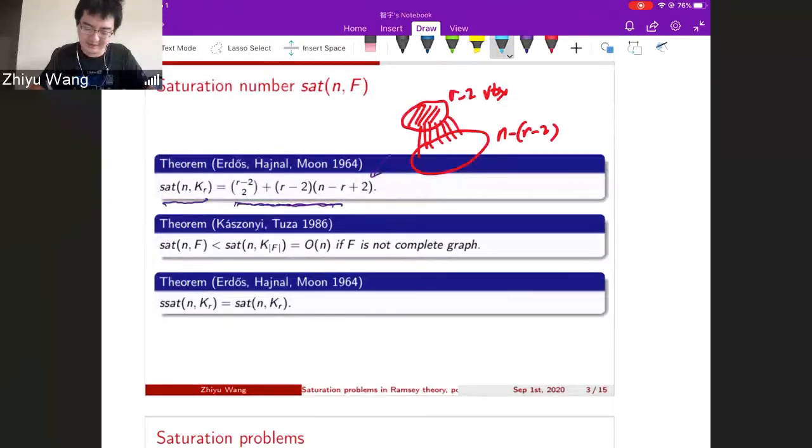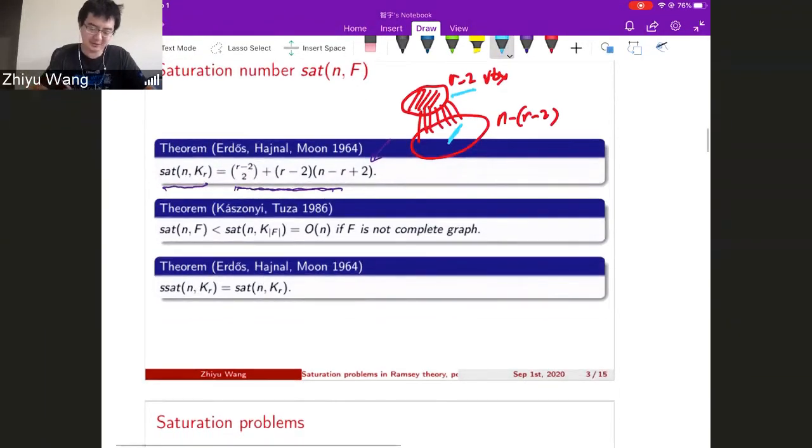This means that if I add any non-edge, suppose I put an edge among the remaining vertices, that will immediately produce a copy of K_r, because there are r-2 vertices joined to everything, and with that edge I get a K_r. Another classical theorem is by Kászonyi and Tuza in 1986. They showed that the saturation number of any fixed graph is linear, so it's all big O of n.